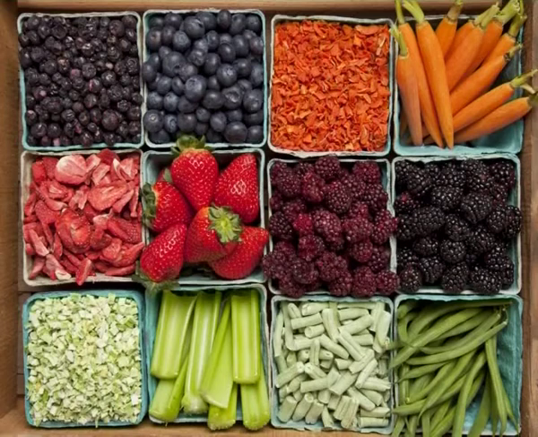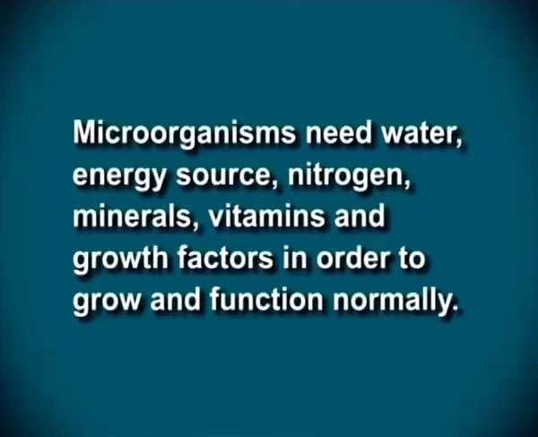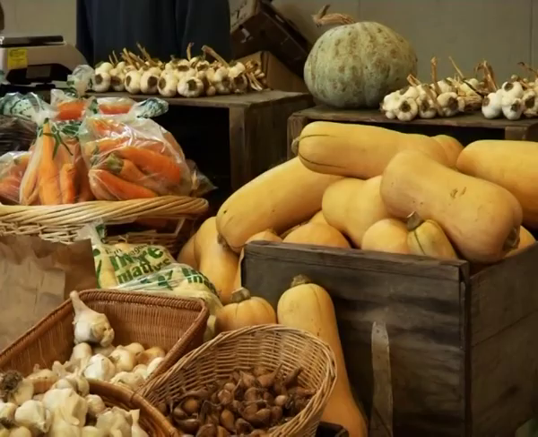both the parameters. Intrinsic parameters. Nutrient. Microorganisms need water, energy source, nitrogen, minerals, vitamins and growth factors in order to grow and function normally. Since foods are a rich source of these compounds, they form a good medium or environment for microorganisms to grow. Microbes which cannot use these resources present in the food do not grow in that environment.